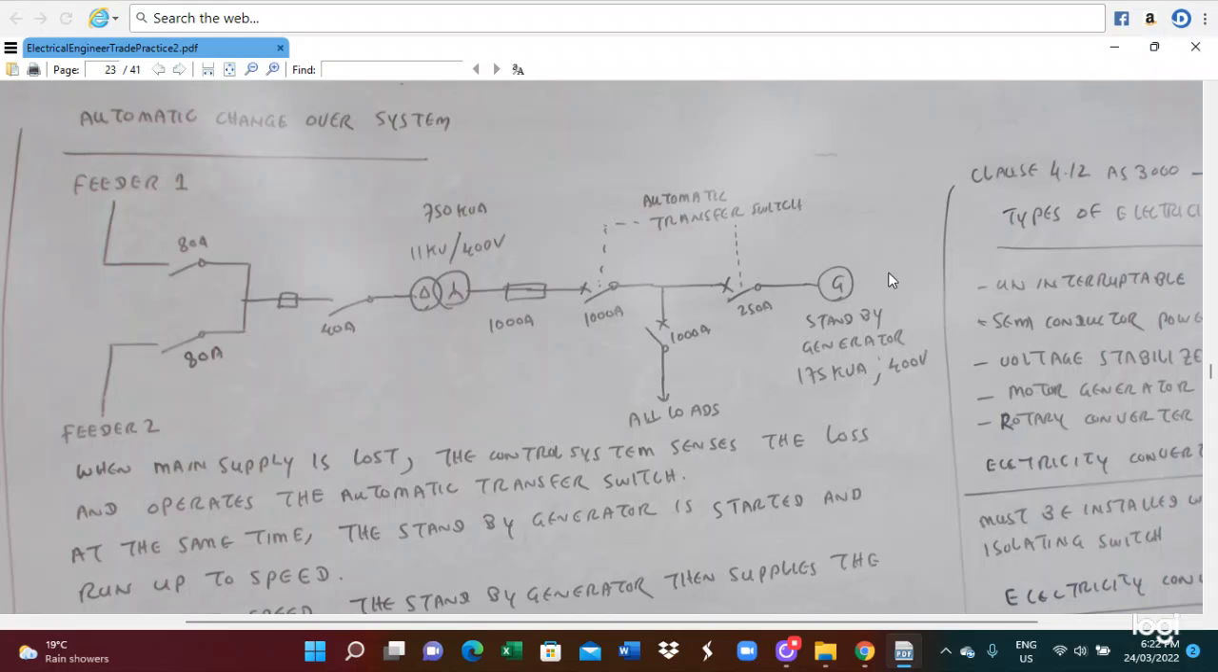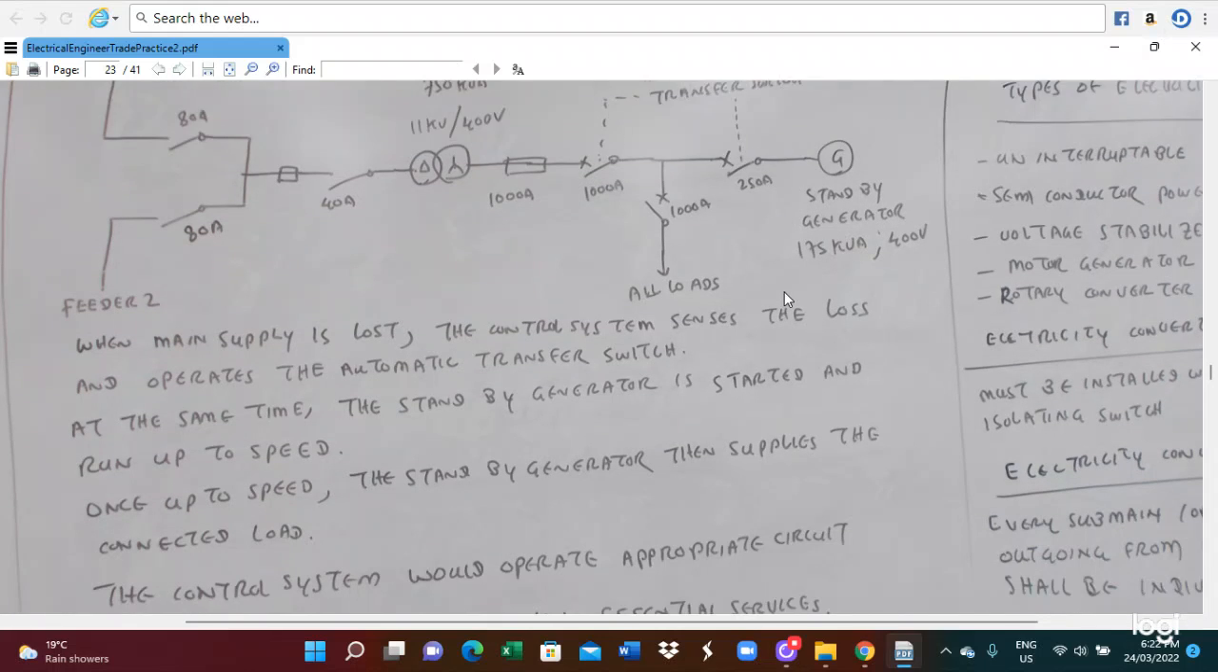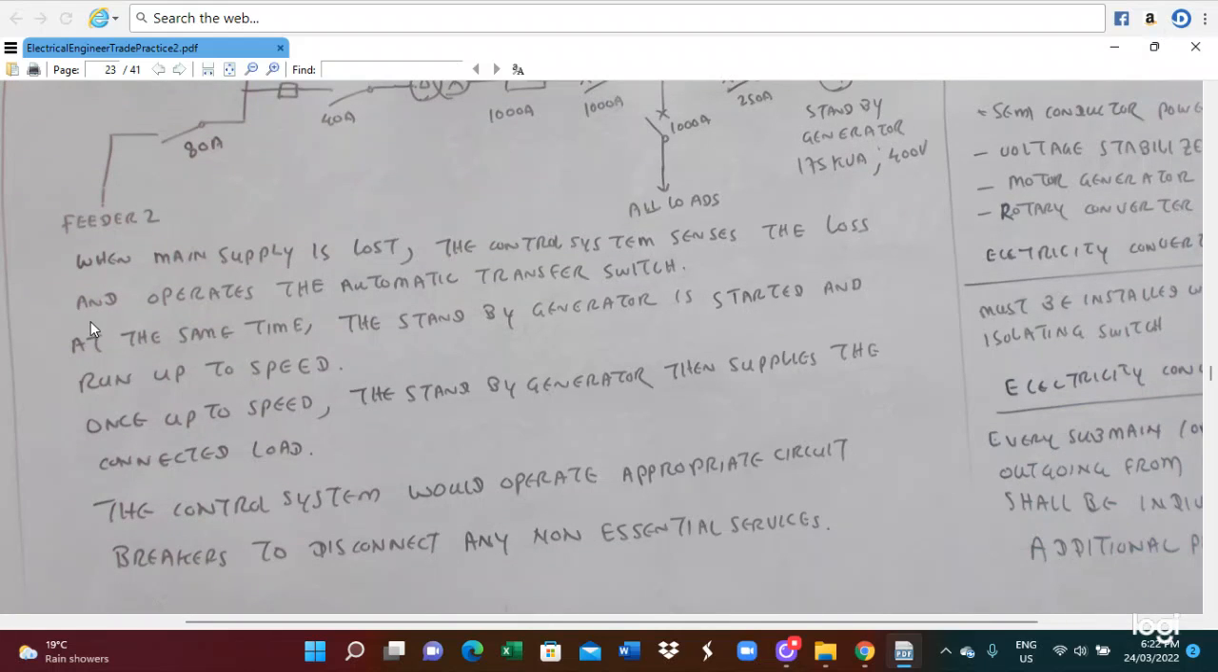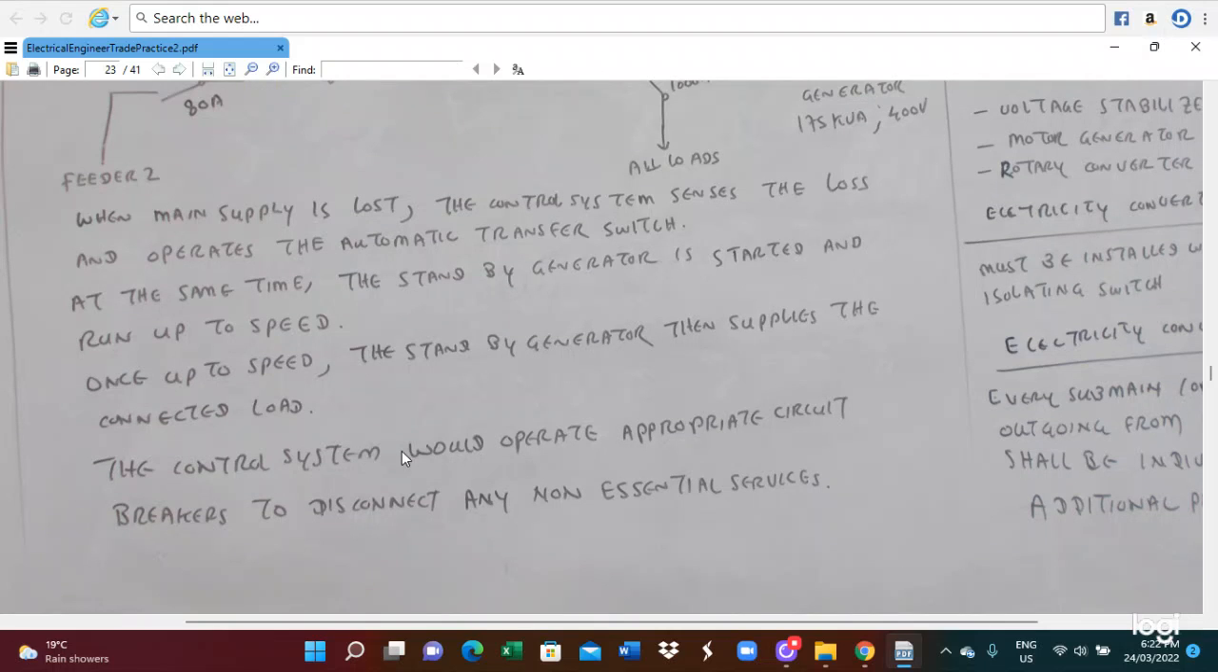This is the standby generator. So this is the configuration of the feeder, power transformer, standby automatic transfer switch, and standby generator. When the main supply is lost, the control system senses the loss and operates the automatic transfer switch. At the same time, the standby generator starts and runs up to speed. Once up to speed, the standby generator then supplies the connected load. The control system will operate the appropriate circuit breakers to disconnect any non-essential service.